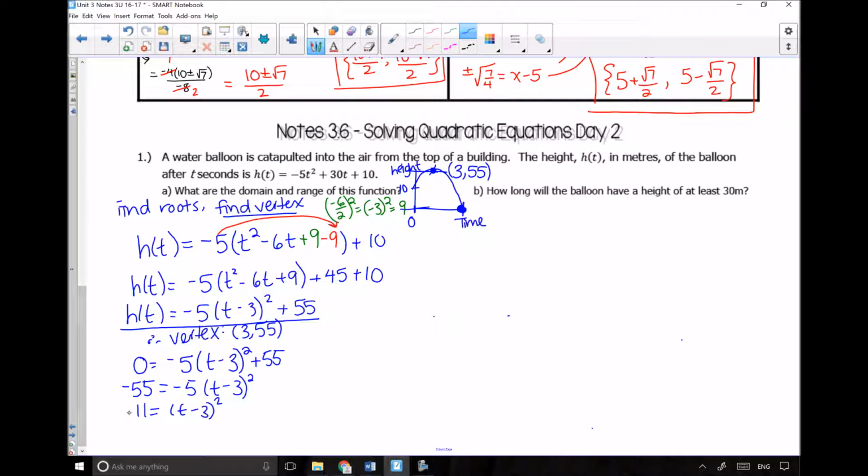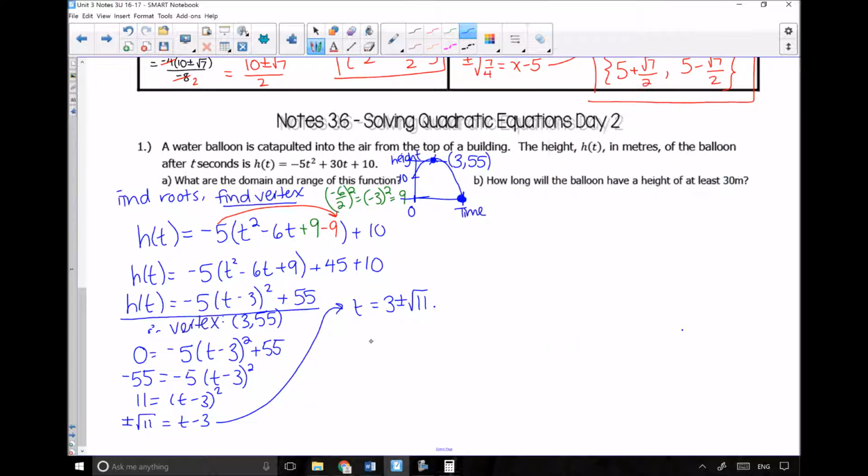Next, I would have to square root both sides. So I get plus or minus square root of 11 equals t minus 3. Okay, so therefore I can say that t is equal to, I would add 3 to both sides, so I would get 3 plus or minus the square root of 11. But these values don't really mean anything to me because I need to know what it is specifically in terms of time, and I'm not going to say that the time occurs at 3 plus the square root of 11. So I need to type that into my calculator.